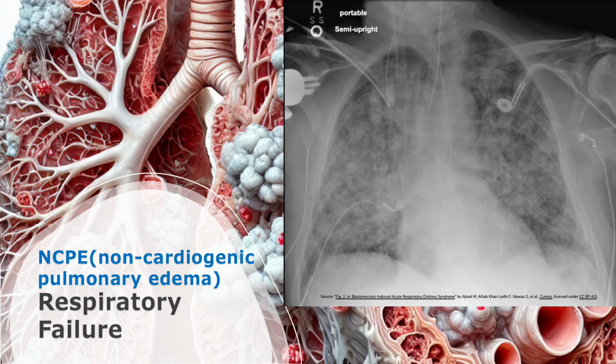This is an example chest x-ray of a patient with ARDS. They're essentially in a state of pulmonary edema and respiratory failure, meaning they can't maintain oxygenation and ventilation on their own, because their alveoli are full of fluid, they're stiff, and the patient becomes hypoxemic. And without assisted ventilations, they will die.